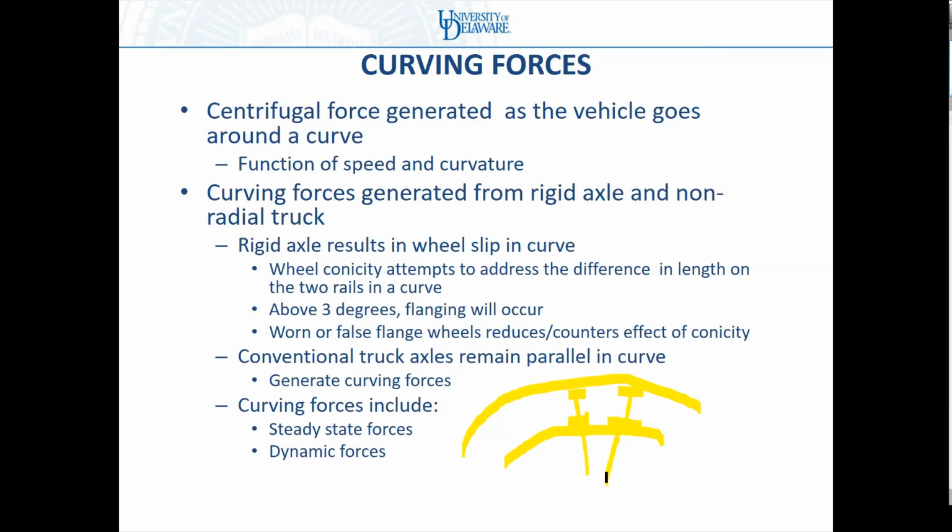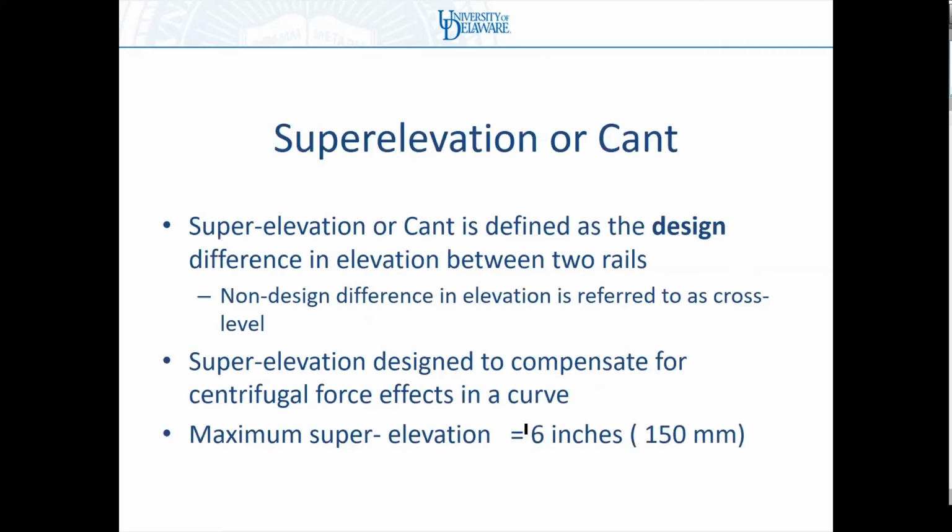But a lot of vehicles, and almost every freight vehicle for sure, has what we call parallel bogies or parallel axle trucks, where the axles remain parallel, so they do not align radially with the curve. This is a cheaper design, which is why it's used very often. And you see it, as I say, primarily in freight vehicles, and these generate much larger curving forces. We already talked about wheel conicity and the difference in conicity and the issue of steady state and dynamic forces, so I'm not going to go over those again. They're all experts in that.